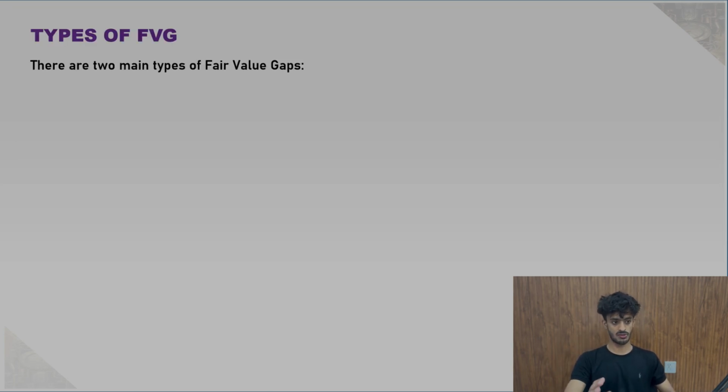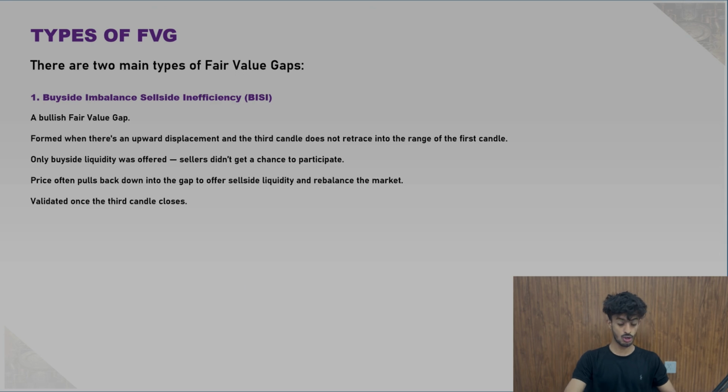If you are still not aware of what a fair value gap is and how it looks, I'm going to teach you right now. There are 2 types of fair value gaps mainly. We are going to create other videos too, but there are 2 types right now. You don't have to make it more complicated. We have the buy side imbalance, sell side inefficiency, which we call BISI.